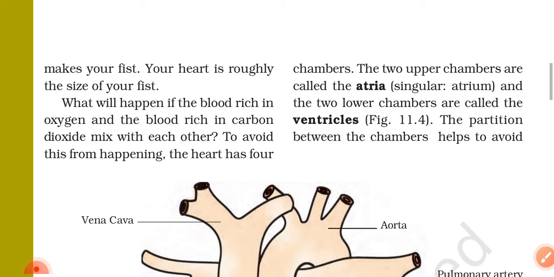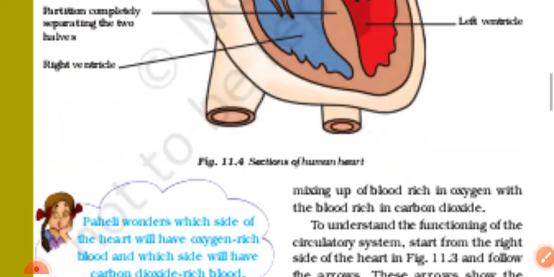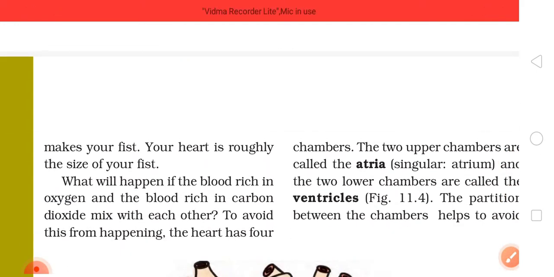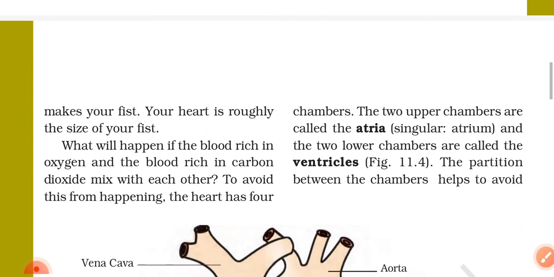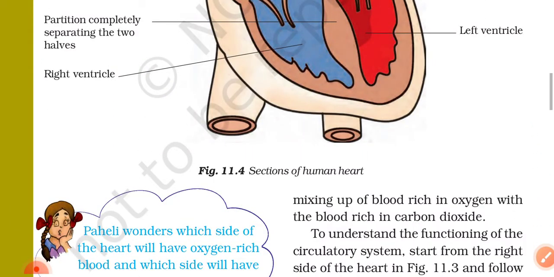What will happen if the blood rich in oxygen and the blood rich in carbon dioxide mix with each other? To avoid this from happening, the heart has four chambers. The two upper chambers are called the atria, singular atrium, and the two lower chambers are called ventricles. The partition between the chambers helps to avoid mixing of blood rich in oxygen with the blood rich in carbon dioxide.